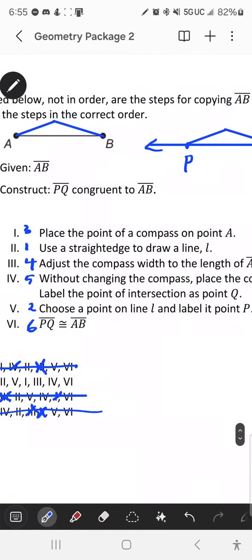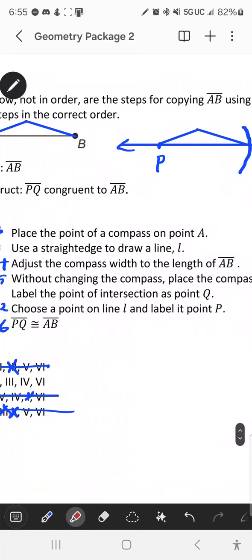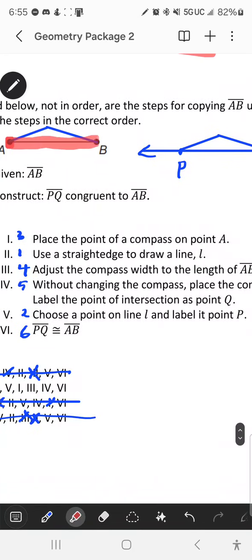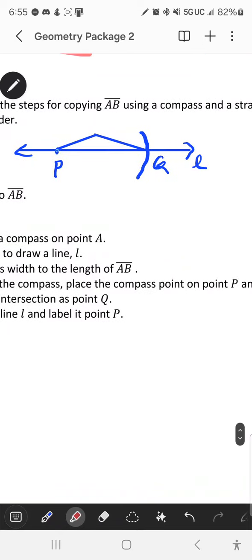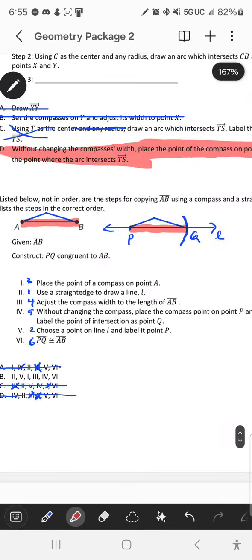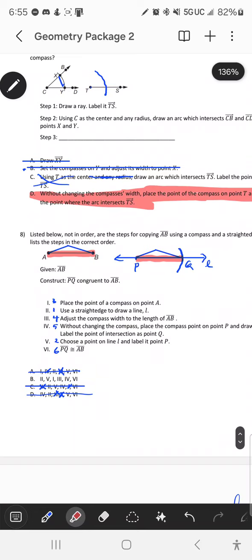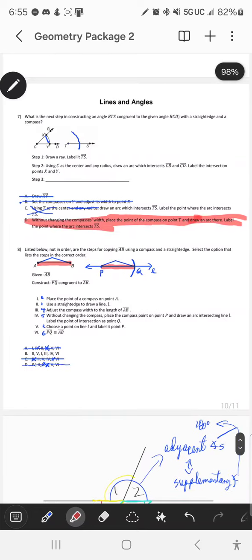Now, PQ is equal to AB. And yes, this is AB. This is PQ. And yes, they are equal and it does make sense. And yeah, that's the right answer. So I hope you guys understood that.